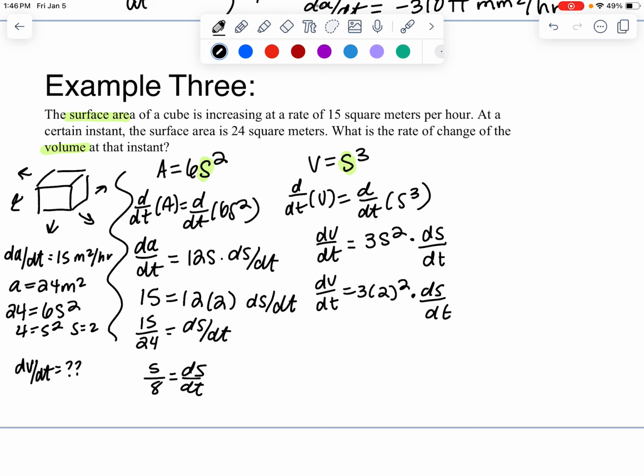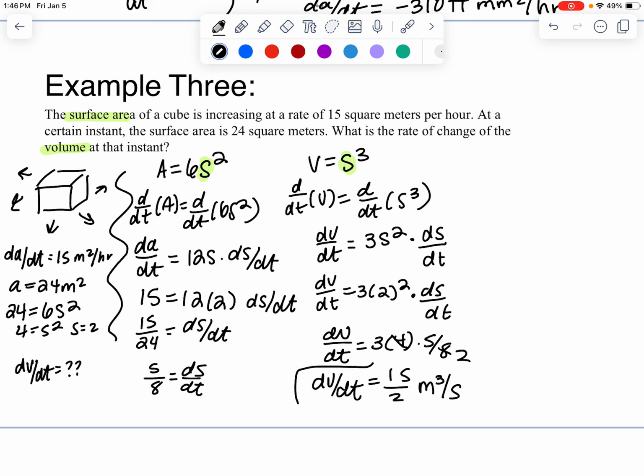Now that I know that, I can plug it into this other formula. It would be 3 times s squared, or 2 squared is 4, so I put that there, and then 5/8. Simplifying, we get 15/2, and that is volume, so it'll be meters cubed per hour, and that is our answer.